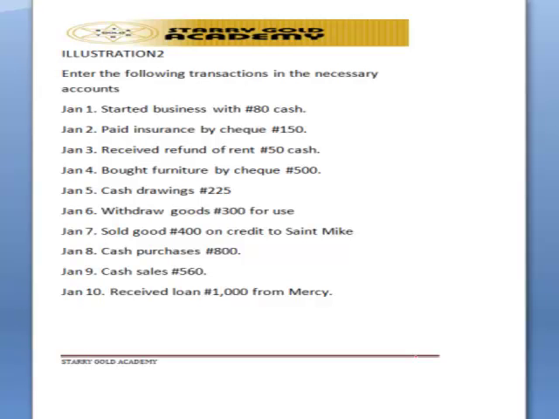January 4th, bought furniture by check 500. January 5th, cash drawings 225. January 6th, withdraw goods 300 for use. January 7th, sold goods 400 naira on credit to St. Mike. January 8th, cash purchases of 800. January 9th, cash sales of 560. January 10th, received loan 1000 from Mercy. So that is the question.